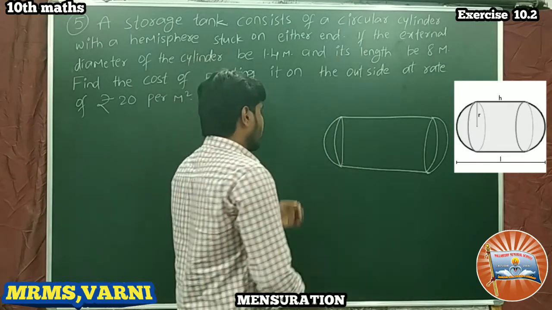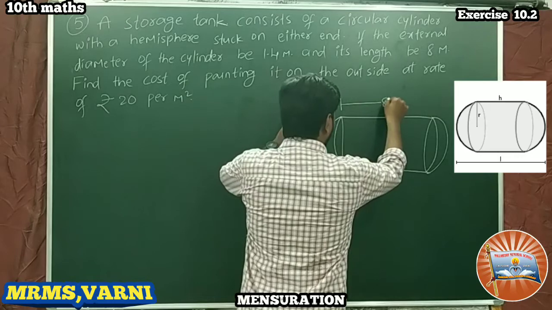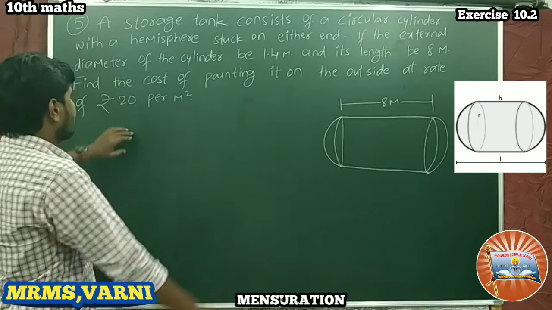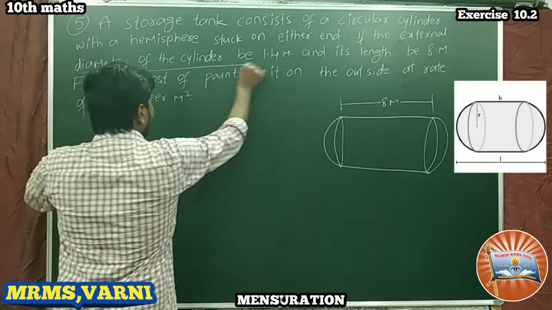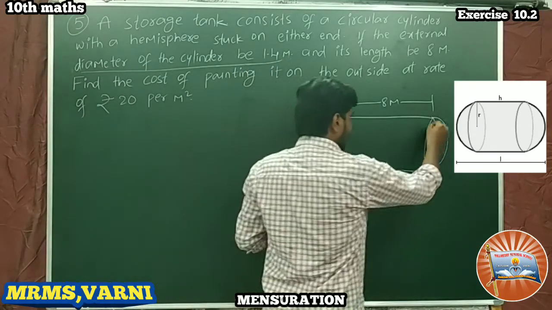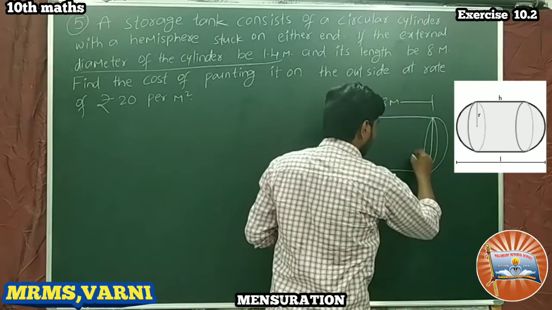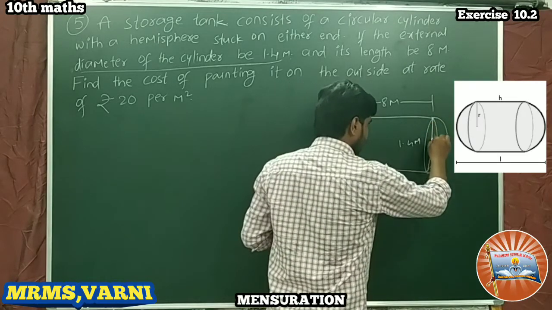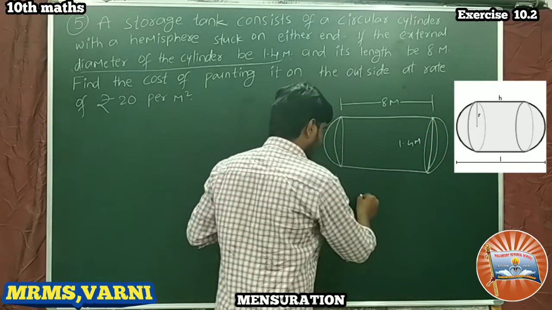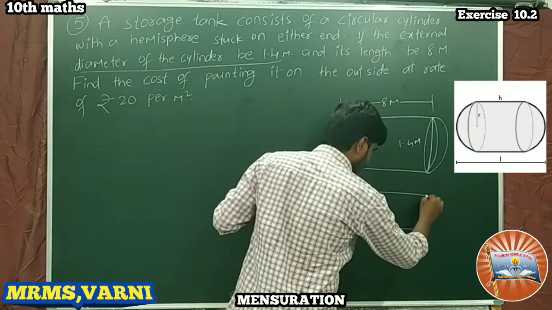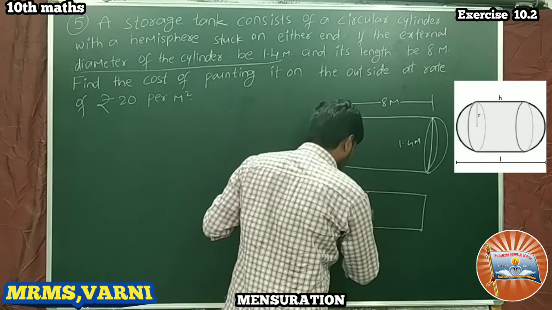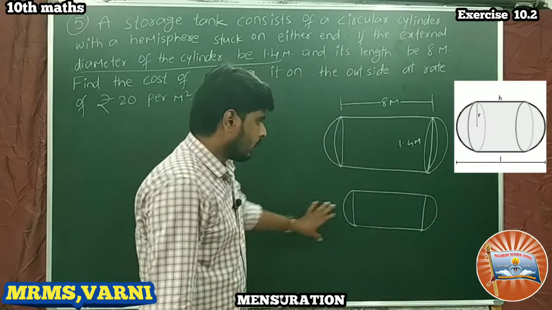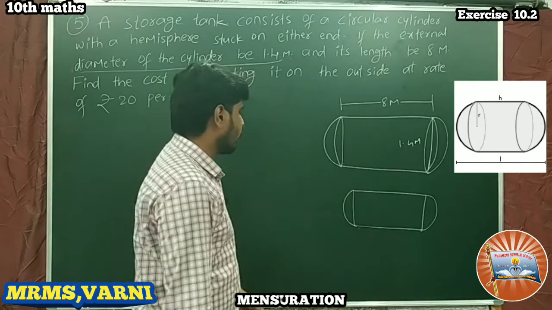So what is the given information? The length of the tank is 8 meters and the given diameter of the cylinder is 1.4 meter. So we can draw this diagram roughly like this also, instead of writing all that. Consider this a water tank, or storage tank, whatever it may be.